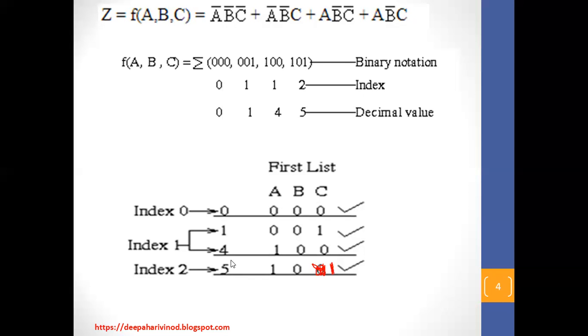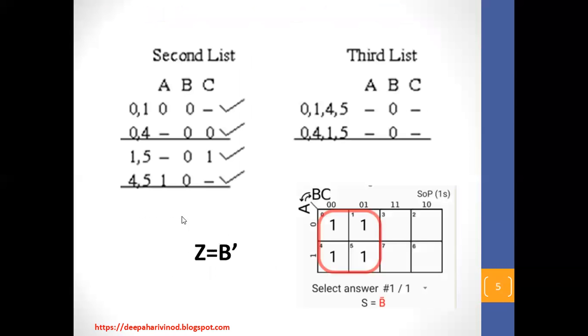So here 1 and 5 is done. Next remaining is 4 and 5. When we compare 4 and 5, that is 10 is same. The last bit is changing. So that is 10 dash, it should be written here as 10 dash, and we have to write the decimal as 4, 5. First one, it is 1, 5. Now we got the second list over here.